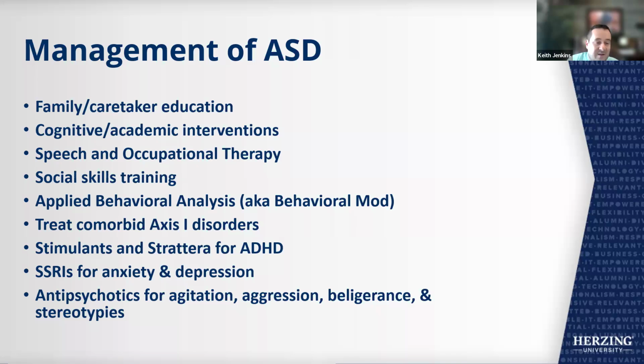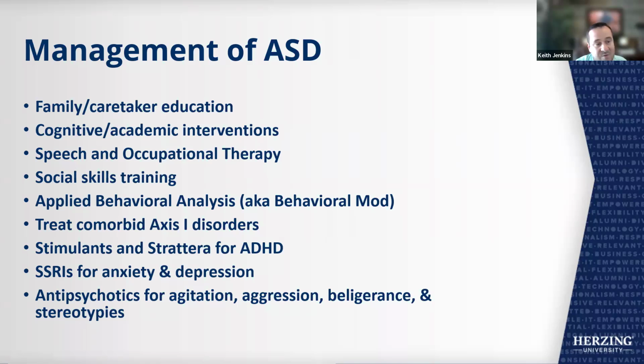One of the first things, obviously, is family, parenting, caretaker education, helping them understand the disease and the disorder. Some of the behaviors with it can be a little bit challenging if you don't understand it. Cognitive and early academic interventions. We have found that earlier academic interventions have yielded better long-term results with the disorder.